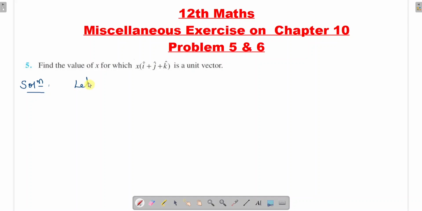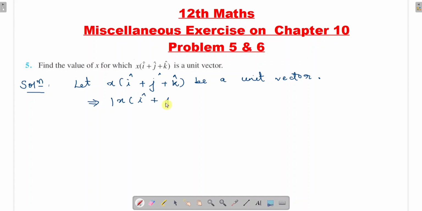So let x i cap plus j cap plus k cap be a unit vector, because if this is a unit vector they are asking what is x, so we have to let the given vector as a unit vector. So this implies the magnitude of this vector is 1. So magnitude of x i cap plus j cap plus k cap is equal to 1.